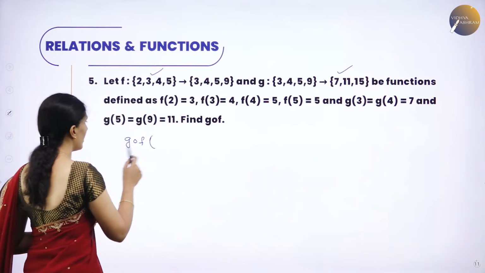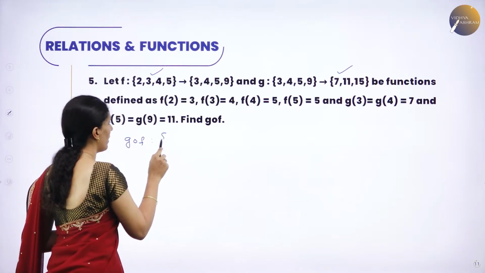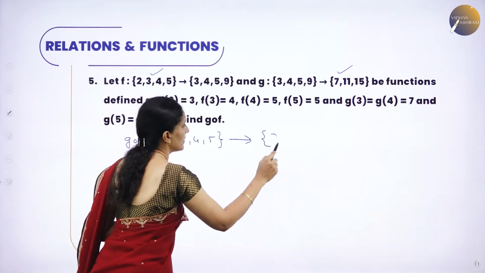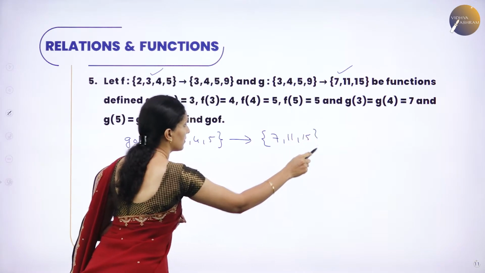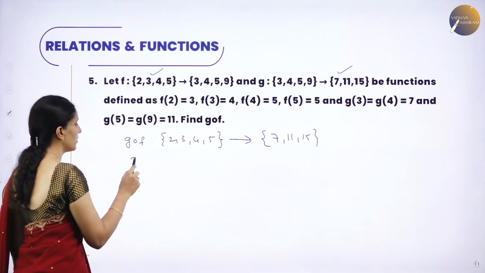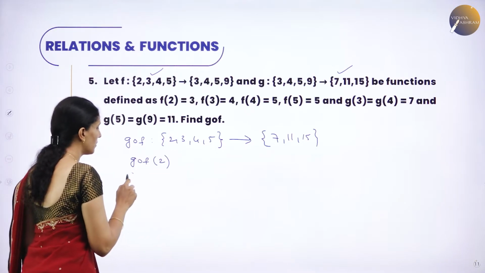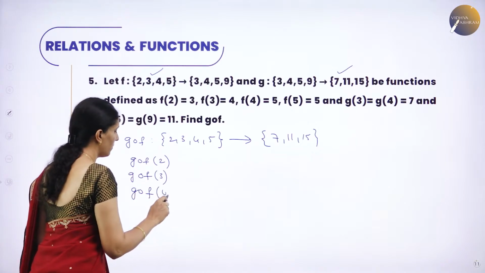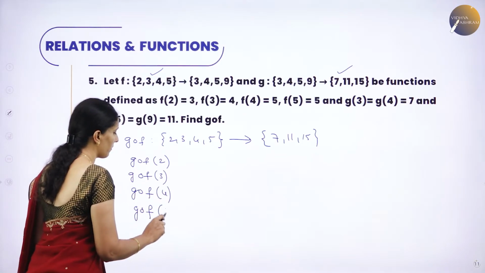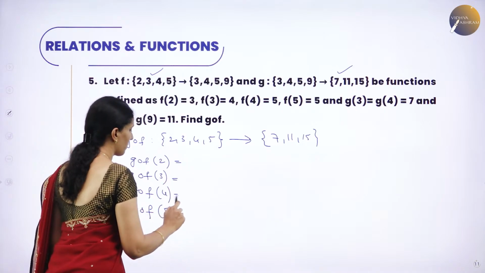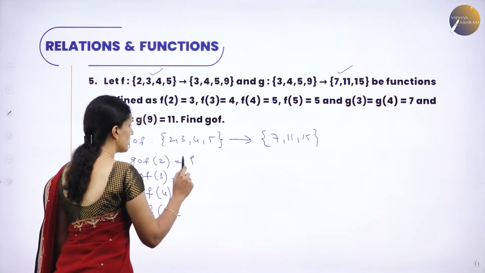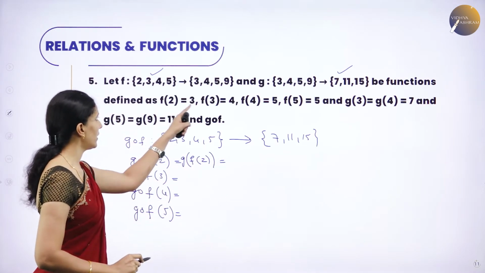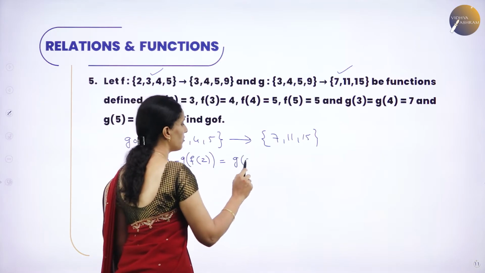to this. So therefore here we can write it's a function from {2, 3, 4, 5} to {7, 11, 15}. So let's verify now. g∘f(2), g∘f(3), g∘f(4), g∘f(5). Now, this is g(f(2)). What is f(2) given here? It is 3. So this becomes g(3).